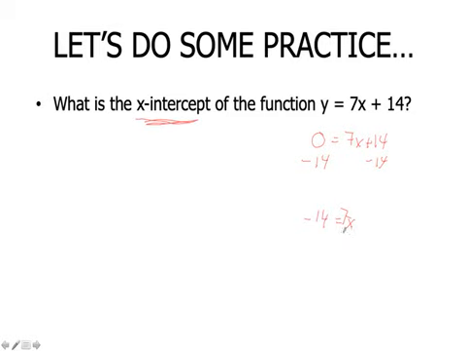So now I'm going to divide both sides by 7. And that leaves me with x equals negative 2. So the x-intercept of this line is negative 2. Put differently, as a point, that's negative 2, 0.